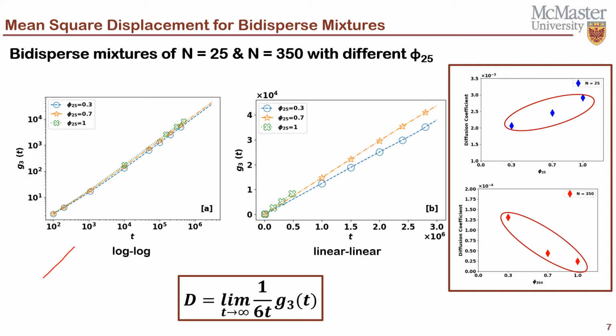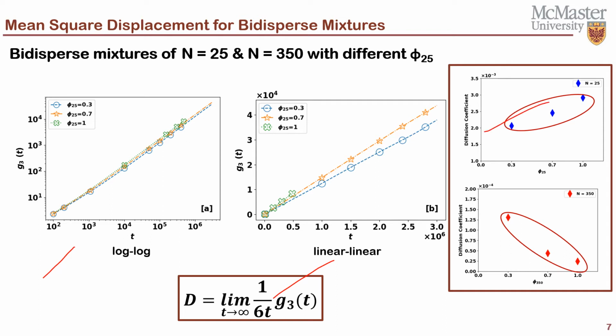We further quantify this by measuring the self-diffusion coefficient, which is given by the slope of G3 at very long times. The third panel shows that the diffusion coefficient increases with increasing concentration of the n equals 25 chain.